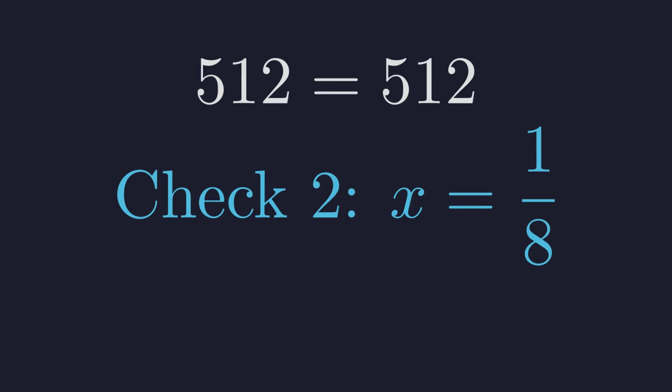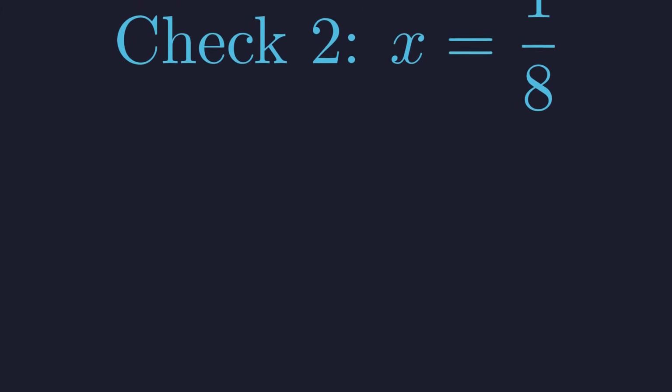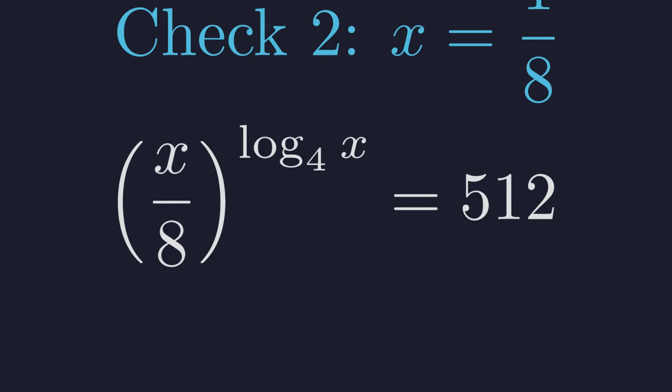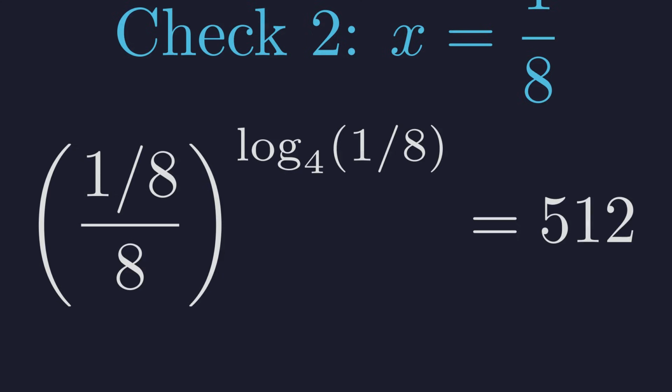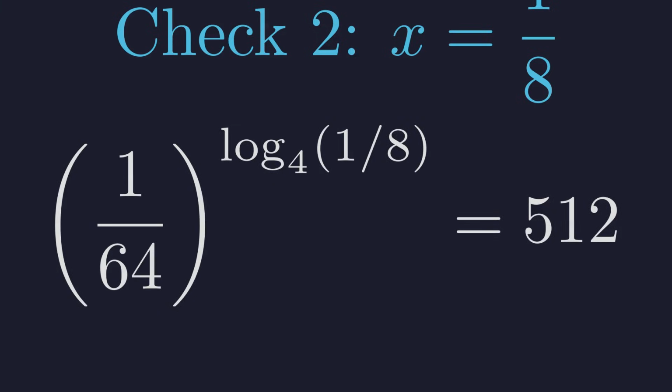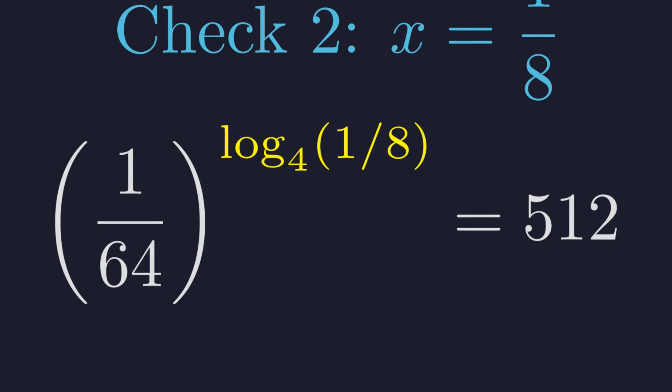Now, let us check our second solution. x equals 1/8. Again, we substitute this value into the original equation. The base is 1/8 divided by 8, and the exponent is the base 4 logarithm of 1/8. The base simplifies to 1/64. Now for the exponent. To evaluate this, let us express 4 and 1/8 as powers of 2. 4 is 2 squared, and 1/8 is 2 to the power of -3.